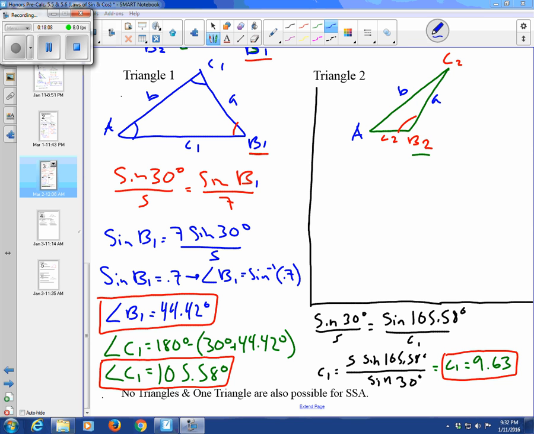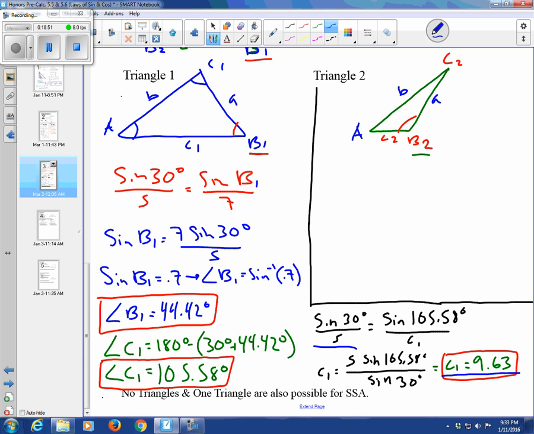Then right here we can say angle C1 is going to be 180 minus the sum of the other two angles, which gives us angle C1 as 105.58 degrees. Then we can use our original ratio of sine of 30 degrees over 5 with sine of angle C over side little c1 to solve for little c1. Multiply little c1 on both sides, and then multiply by the reciprocal of sine of 30 degrees over 5, and that gives us 5 sine of 105.58 degrees over sine of 30 degrees, which gives us c1 as 9.63.